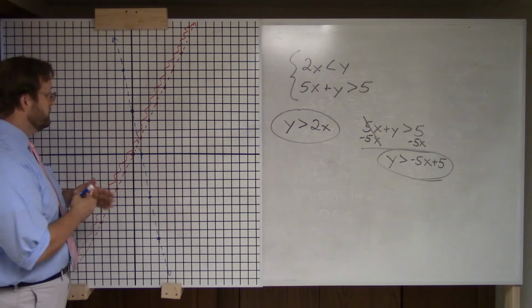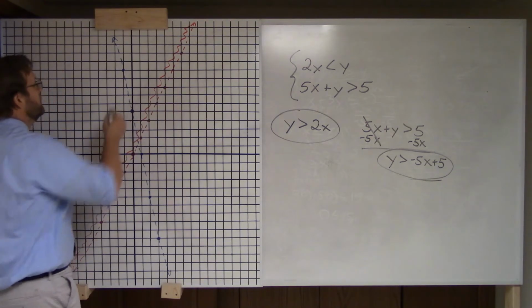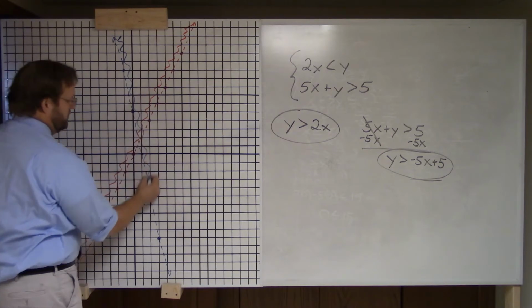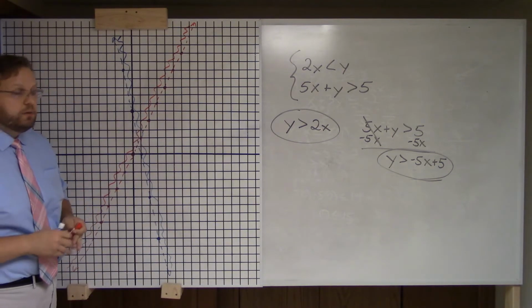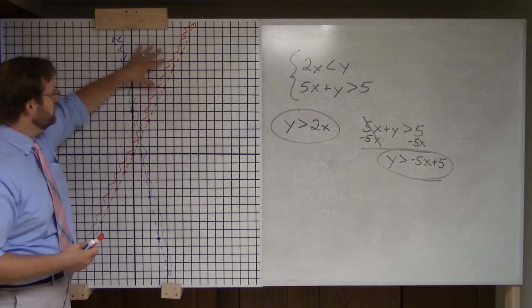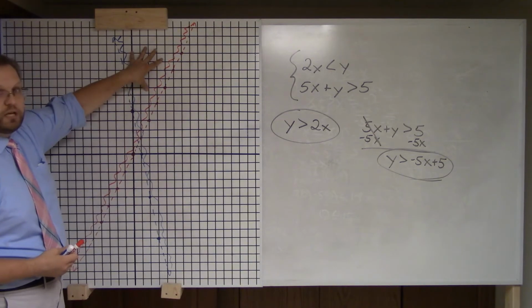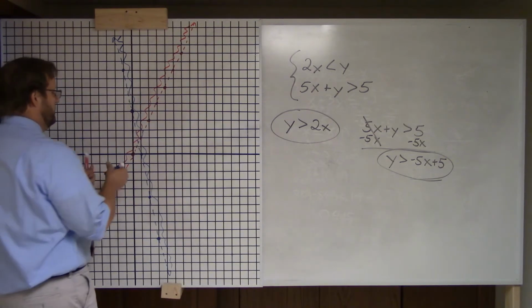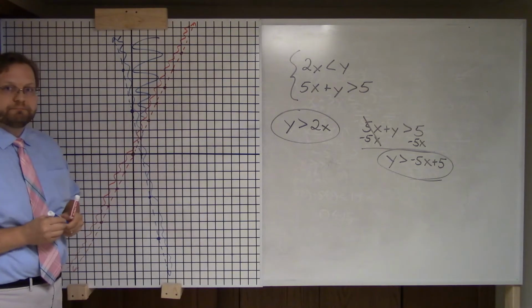So where do we shade with greater than? Not down, we shade up. So we have shading there. And then finally, where do we have shading from both? We have 1, 2, 3, 4 regions. The only region with shading from both is in here. And there we have it.